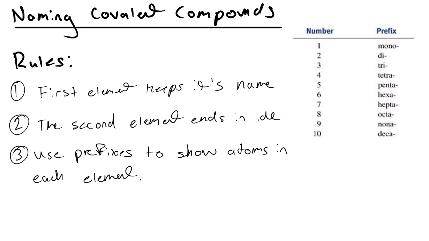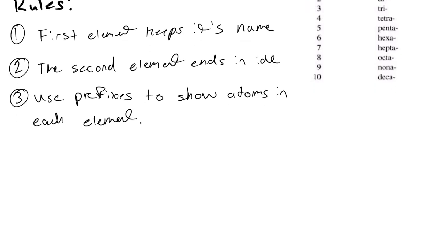The prefixes that we use are on the right: mono, di, tri, tetra, penta, hexa, hepta, octa, nona, and deca. Some teachers will give you these, and some will have you memorize them, so make sure you know whether your teacher gives them to you or has you memorize them. Now let's go over some examples.